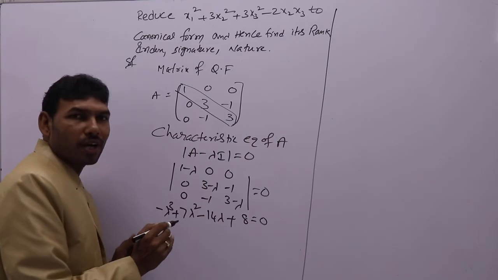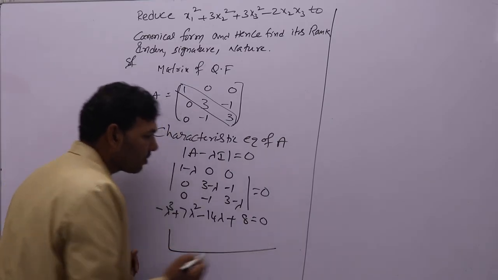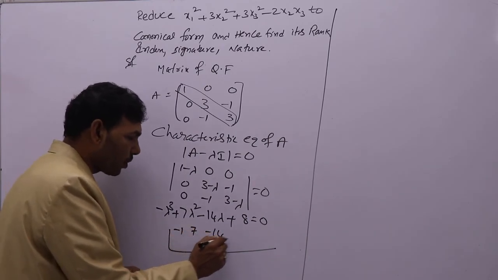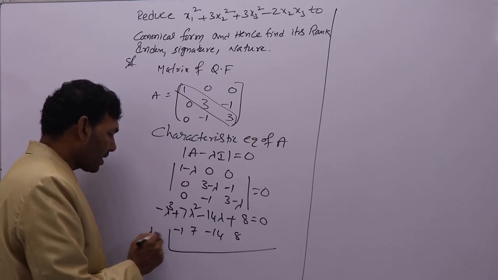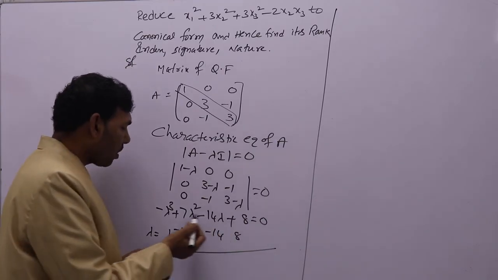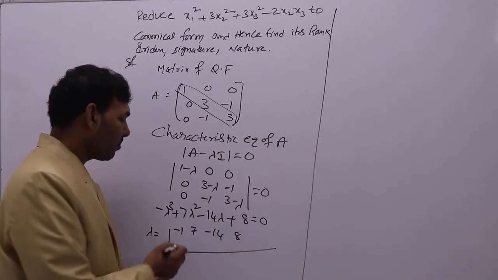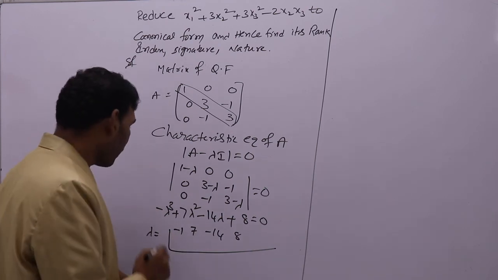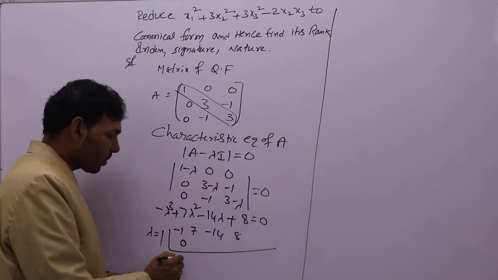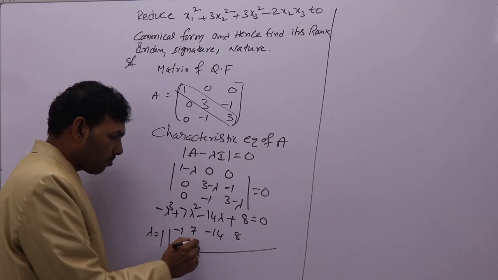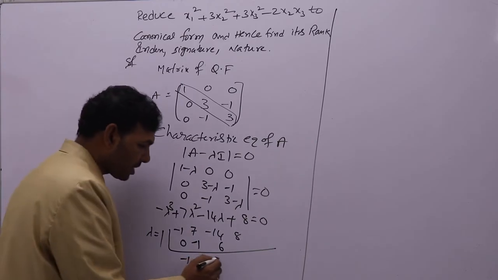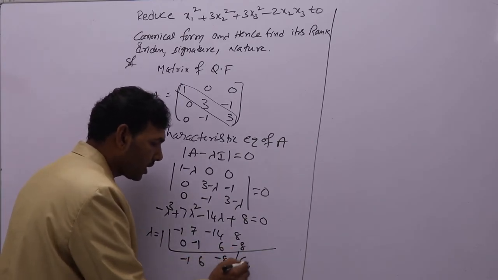Next, find out lambda values using synthetic division. For synthetic division, first write coefficients minus 1, 7, minus 14, 8. Here I said how to decide whether lambda equal to 1 is a root for that equation or not. First add all these coefficients: minus 1 plus 7 is 6, plus 8 is 14, minus 14, 0. So lambda equal to 1 is definitely a root. For that, write here 0. Minus 1 plus 0, minus 1. Minus 1 into 1, minus 1. 7 minus 1, 6. 6 1s are 6. Minus 14 plus 6, minus 8. Minus 8, you will get 0.